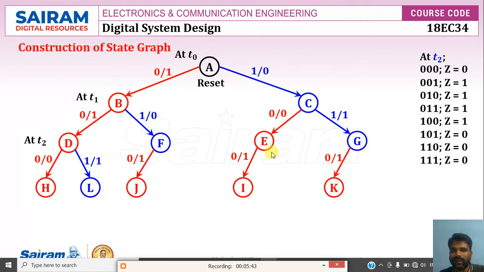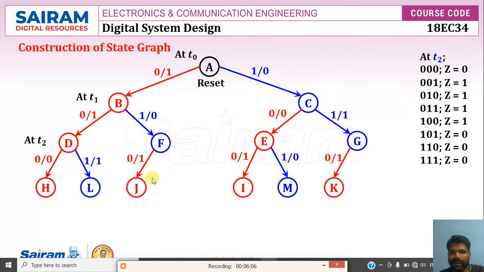Clear now? And at E, if 1 is received, let it go to new state M and output is 0. Because the total received sequence is, MSB first, 1 0 1. Go back to the path. For 1 0 1, Z is 0.